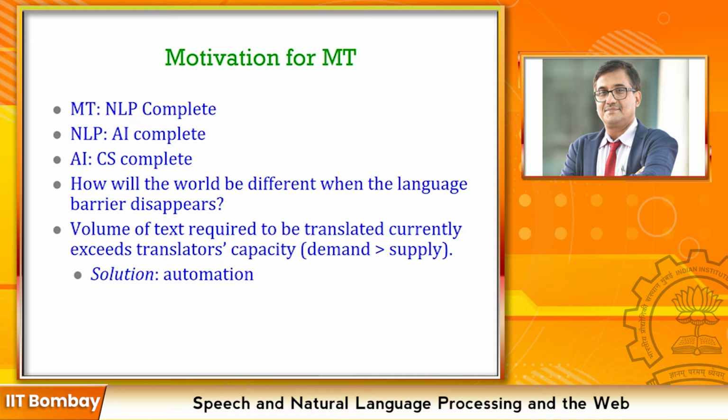All it means is that if you solve the machine translation problem, you solve all of the NLP problems. And NLP itself is called AI-complete, which means that if you solve NLP, you solve the whole of artificial intelligence. And AI in turn is called CS-complete. That means if you solve the artificial intelligence problem, you solve the whole of computer science.